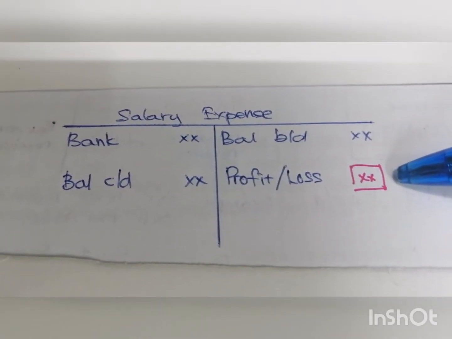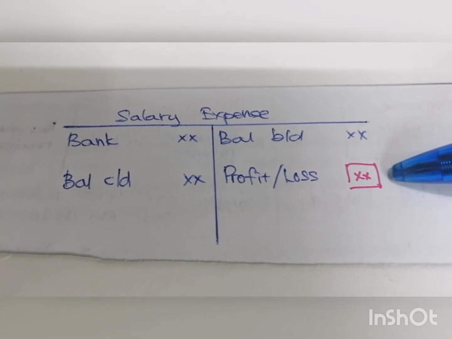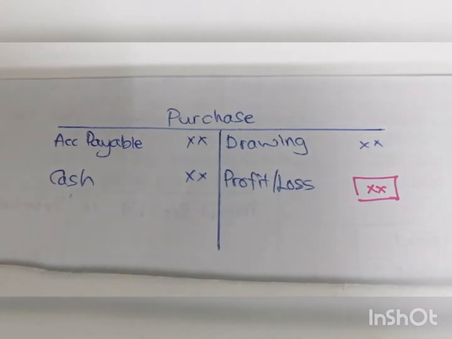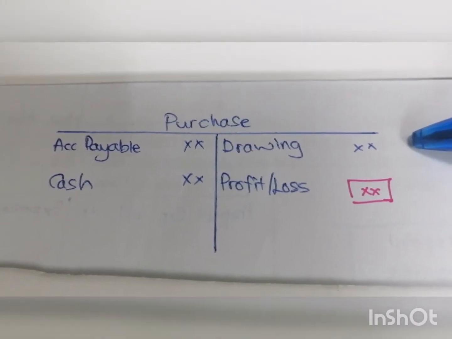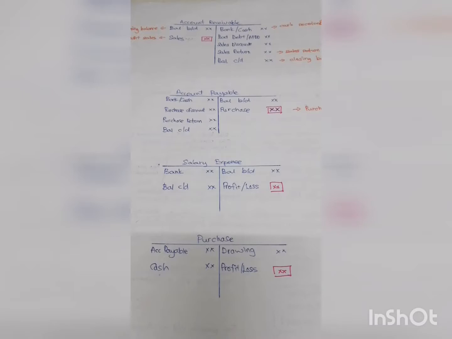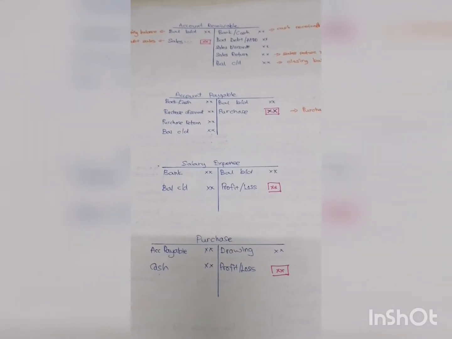So this is the way to do the salary expense T account, and this is the way to do the purchase T account. As you see here, this is only the reference for you.